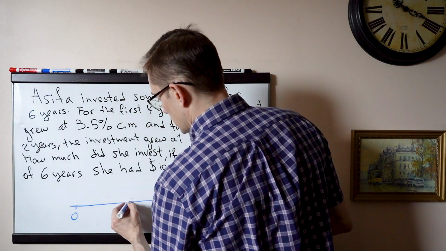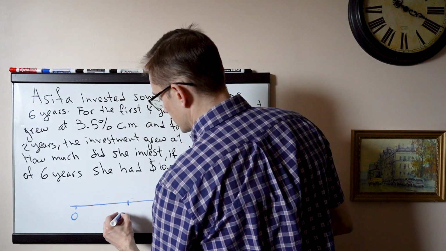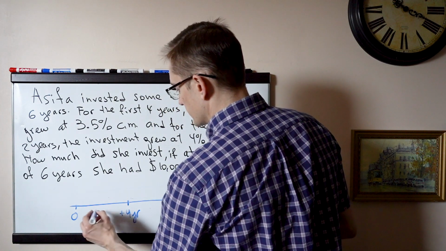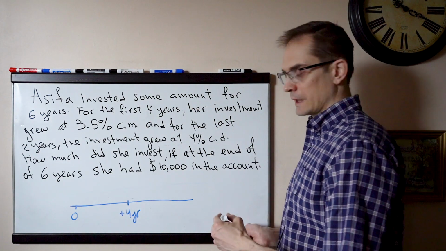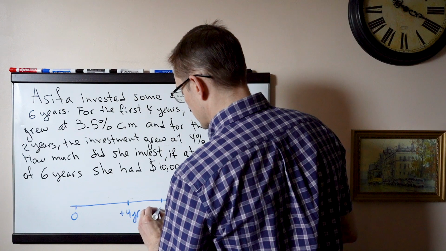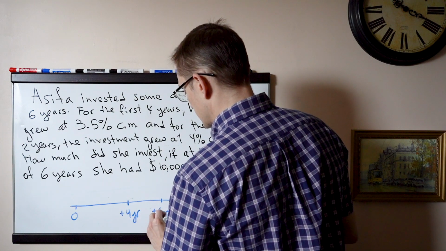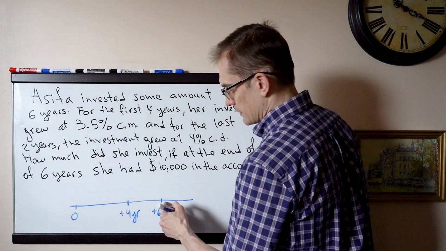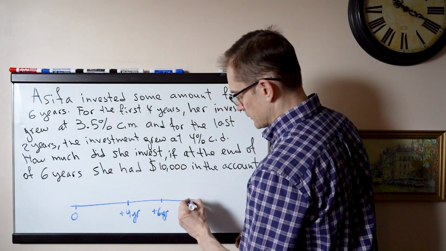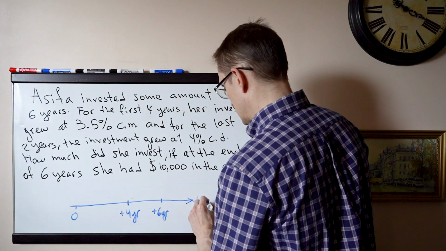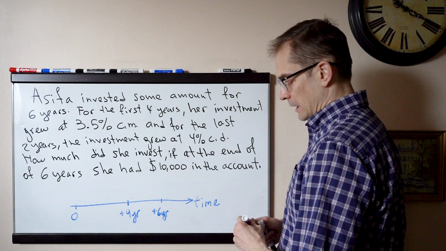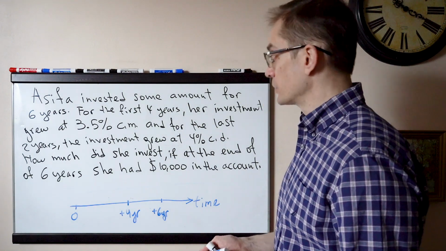Then our first important time is plus 4 years, right? So plus 4 years means 4 years from today. And then the next important time is plus 6 years. And 6 years from today is when the investment actually ends. So let's just make sure that we understand that's its time. Okay. So what other stuff should we put here on the timeline?